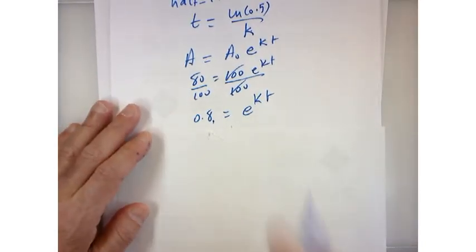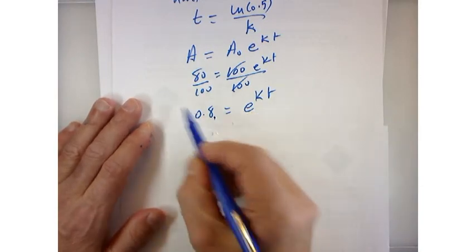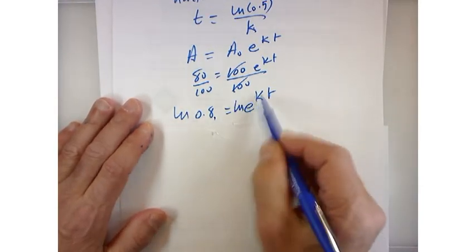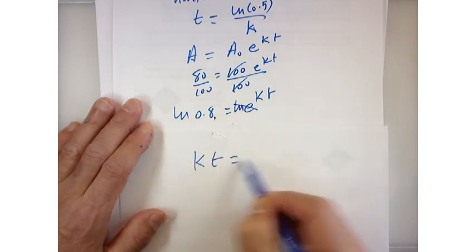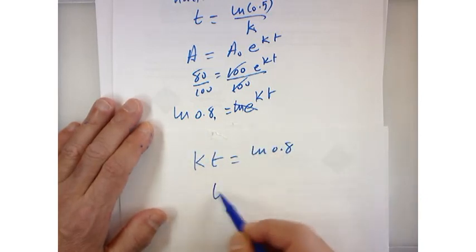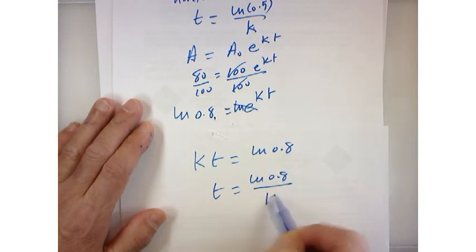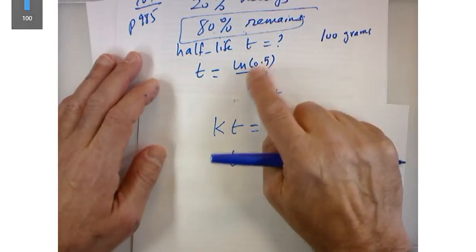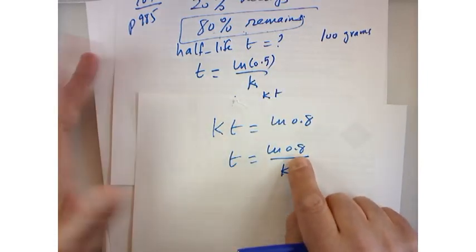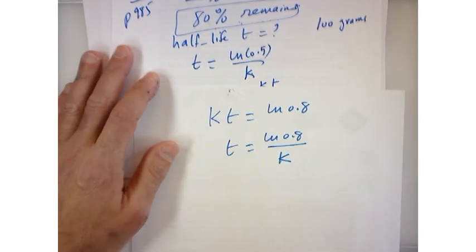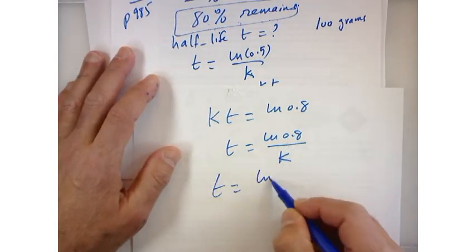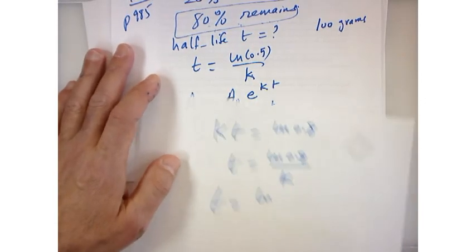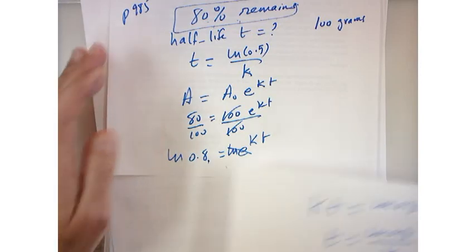And then we have an exponential equation. We can solve it. Since the base is E, we do ln of both sides. Remember, we spent time on this. KT equals ln of 0.8. T is ln of 0.8 over K. It's just like, when it's half remaining, ln of 0.5. When it's 80% remaining, which is 0.8, it's ln of 0.8. Same idea. So the time is ln of 0.8 over K.